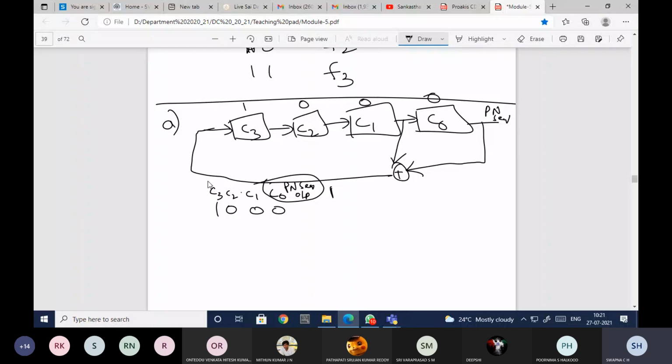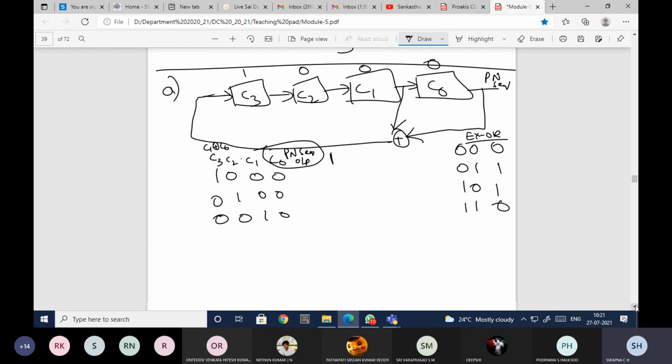So now what I need to do: C3 is nothing but C1 XOR with C0. So 1, 0, 0 will be shifted. It will shift for each clock pulse. So you will get 1, 0, 0, and these two will get XORed, and I'll get the value here: 0 XOR 0 will be 0. You know the truth table of the XOR gate: 0 0 gives 0, 0 1 gives 1, 1 0 gives 1, 1 1 gives 0. So 0, 1, 0, 0. Next, this 0 will come here, 1, 0. These two will be XORed, and I'll have the value like this here.